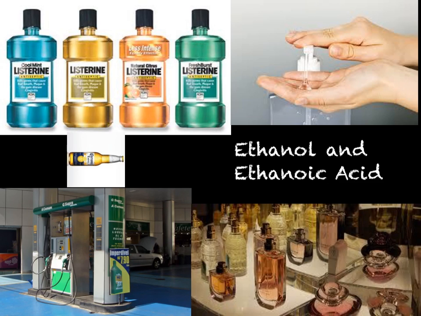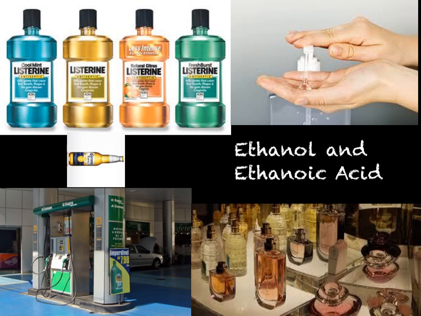This is the 10th and penultimate video in the EDEXCEL C3 revision tutorial series. In the previous video, C3.9, we had an introduction to organic chemistry including the homologous series and functional groups. Today we'll be looking at two different homologous series. We will be looking at alcohols, focusing on ethanol, as well as carboxylic acids, where we will focus on ethanoic acid.